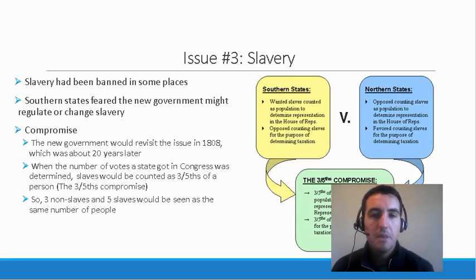They realized that if they don't compromise on the issue, then the southern states might not approve the Constitution, and there might not have been a United States. So they realized that they needed to compromise on the issue for now and revisit it later, which they do, but much later, unfortunately.